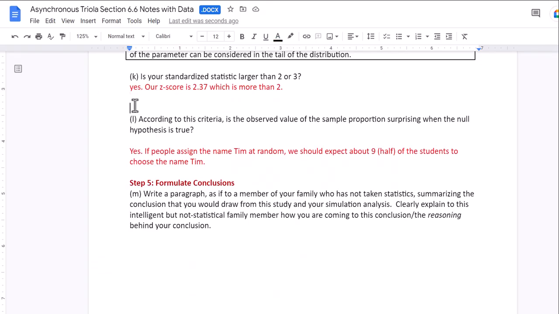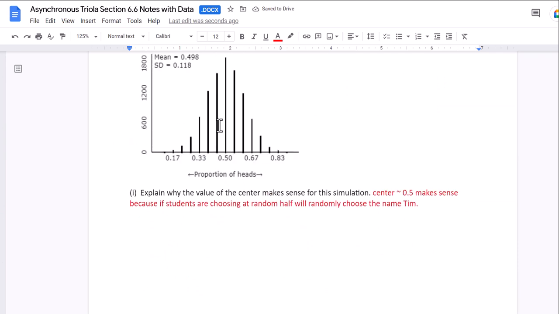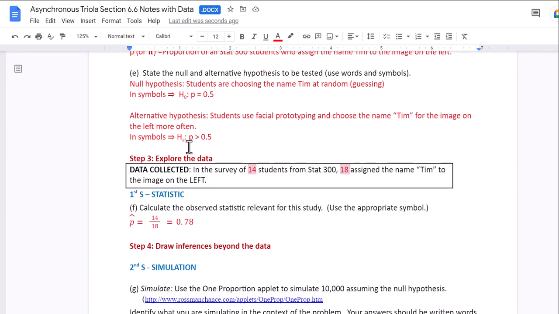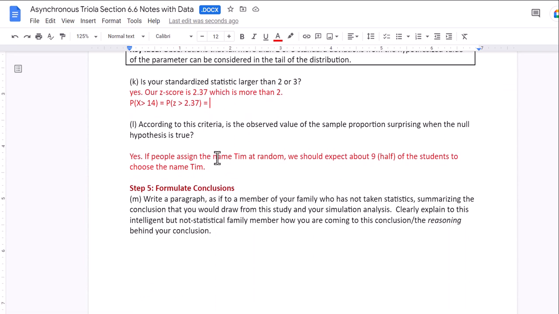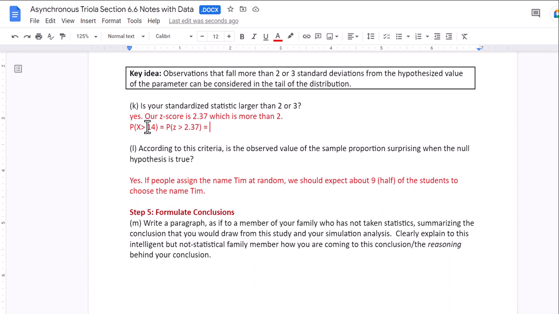Essentially, if I wanted to find the probability that our x is greater than or equal to 14, that is the same thing as saying the probability that z is greater than 2.37. Why greater than? Because remember, the alternative hypothesis said that the proportion is greater than 1/2. So we want the probability of getting a value of 14 or more.